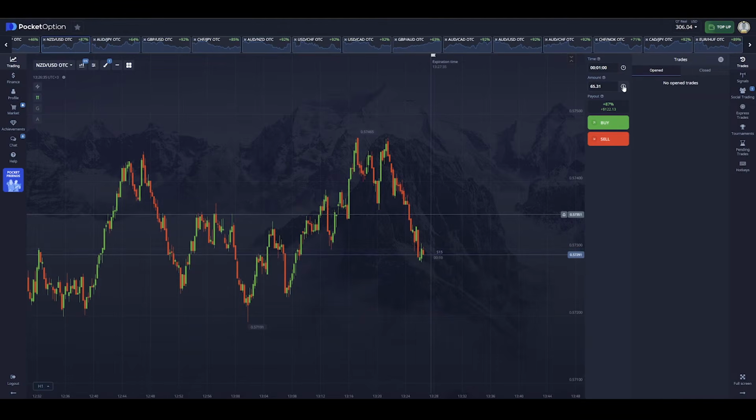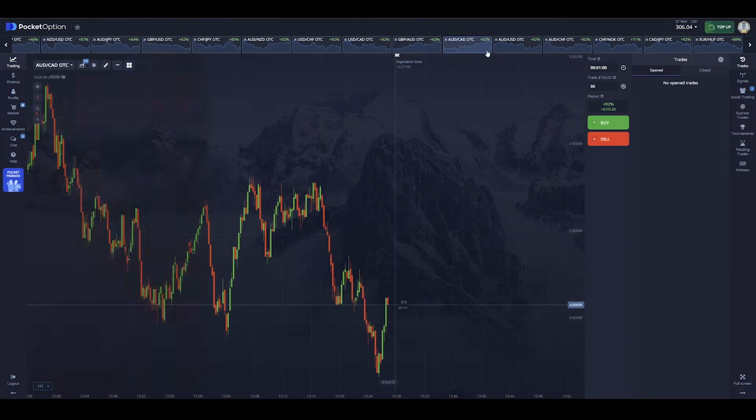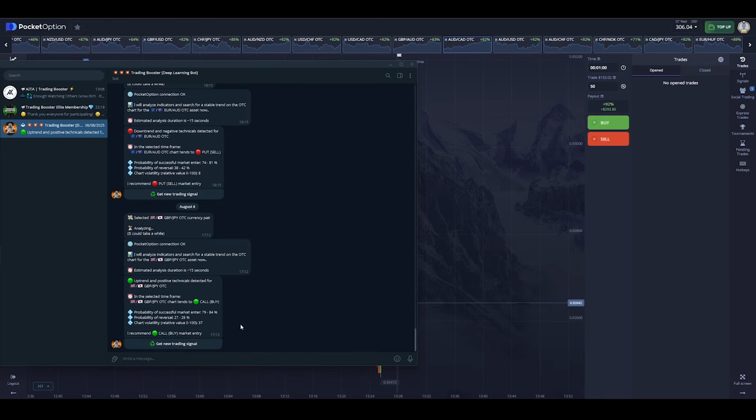First, I need to choose the percentage for each trade. I want to trade pretty aggressively, so right now I can afford to open trades at 50%. So, we'll open the first trade at 50%. Let's pick a currency pair. For example, the Australian dollar to Canadian dollar.